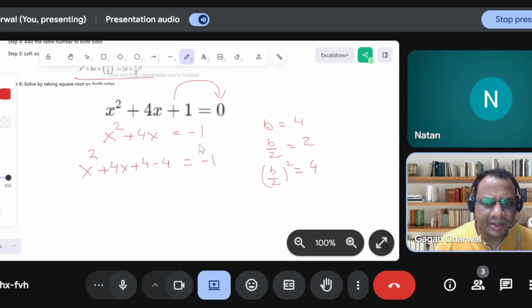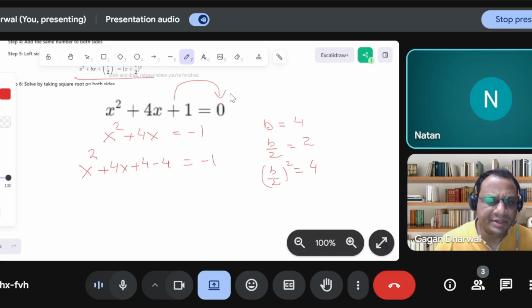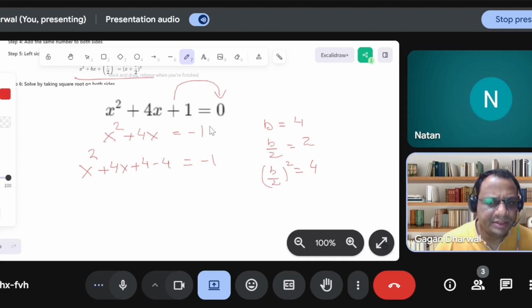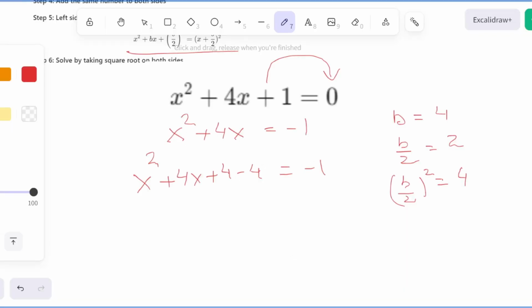Understood? So what we did, we took the constant term to the right hand side, so plus 1 became minus 1. And then the coefficient of x was 4, so we halved that, which becomes 2, and then we squared it, which becomes 4. And this 4 has to be added and subtracted. Basically, if you see, we're doing nothing. It cancels out, it's the same equation we had initially. But the benefit of doing this is now you can make it a square.